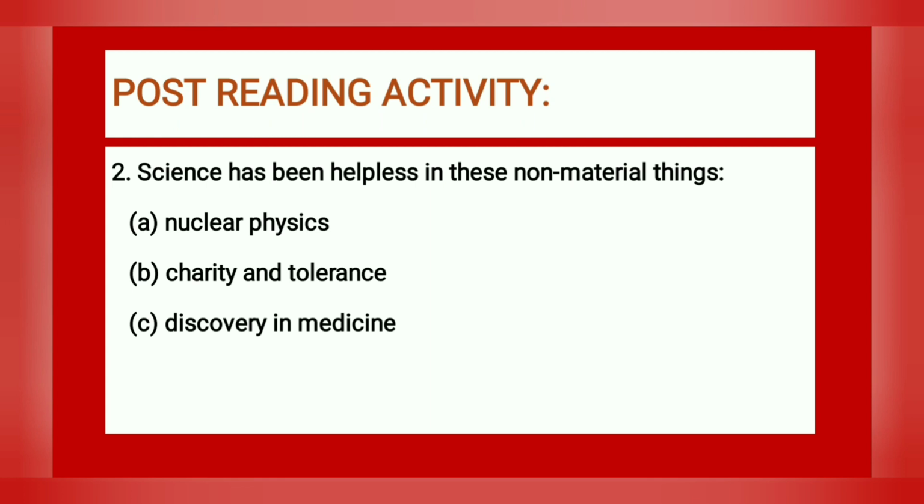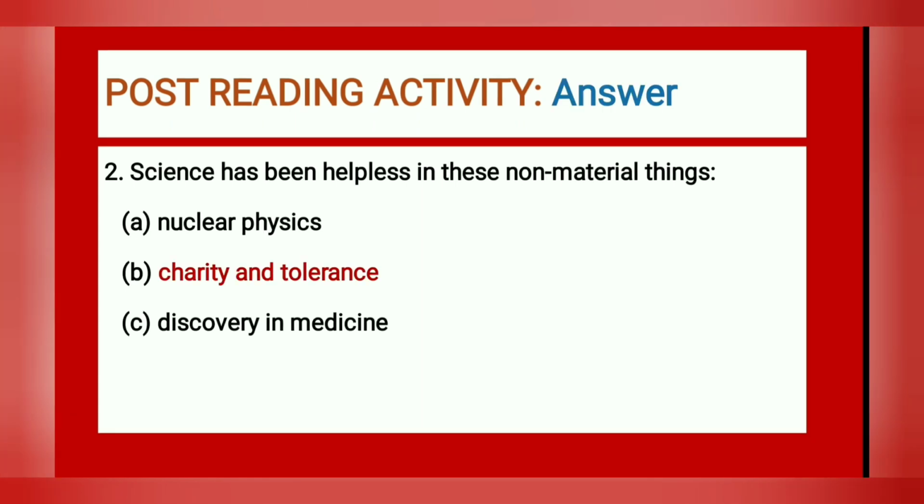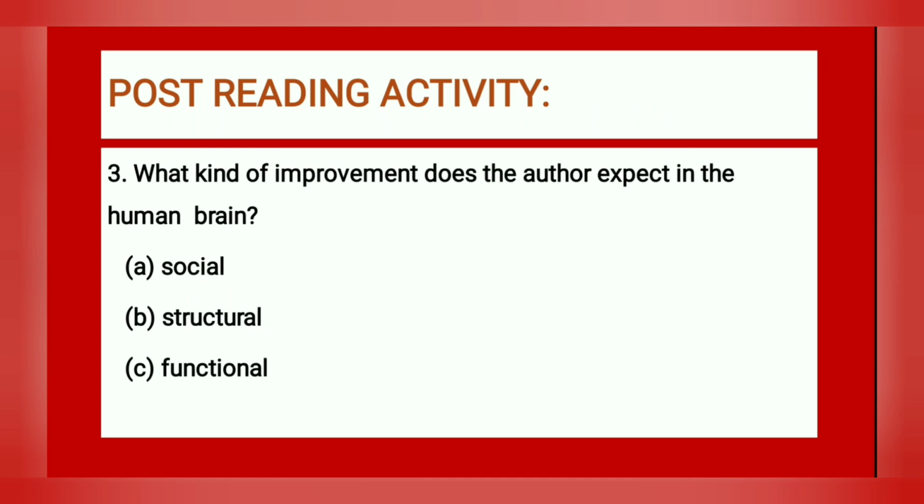Yes. Non-material things. And the answer is charity and tolerance. So, all of you know that science is doing less than nothing in these non-material things. Now, look at the third question. What kind of improvement does the author expect in the human brain? Social, structural, or functional? What should be the correct answer?